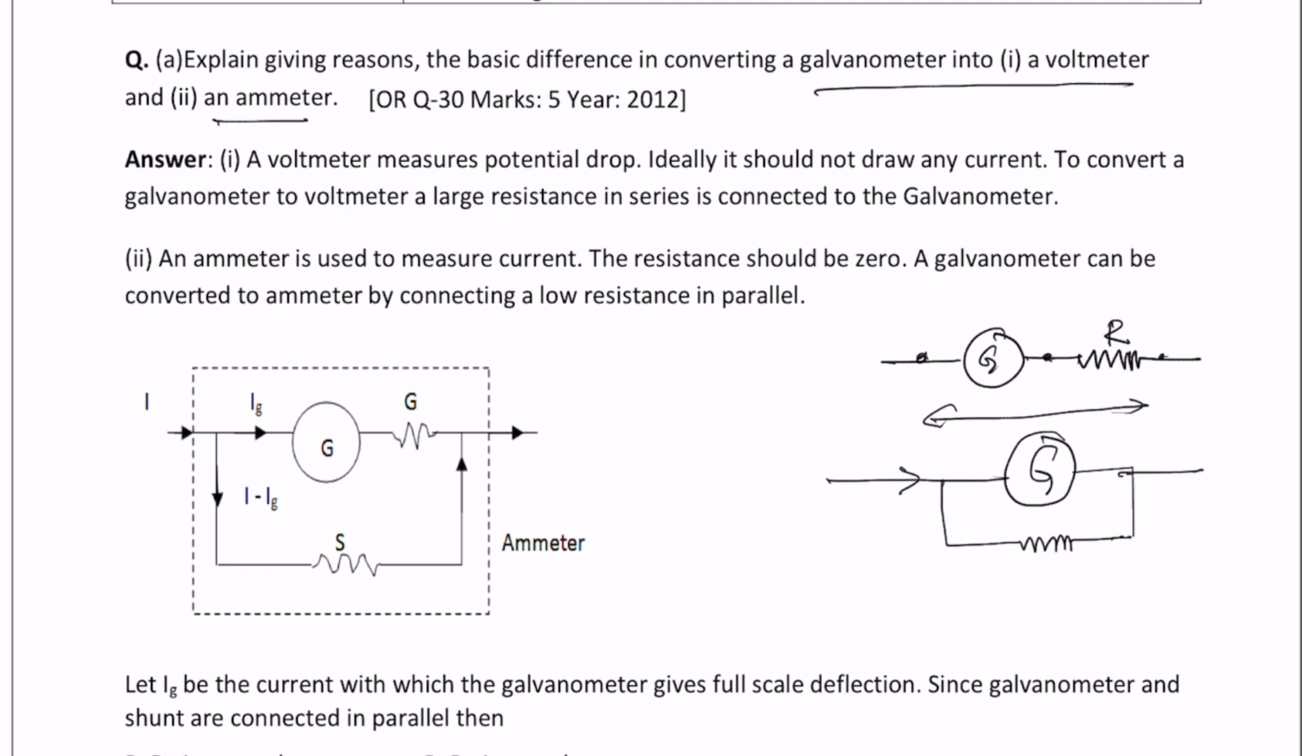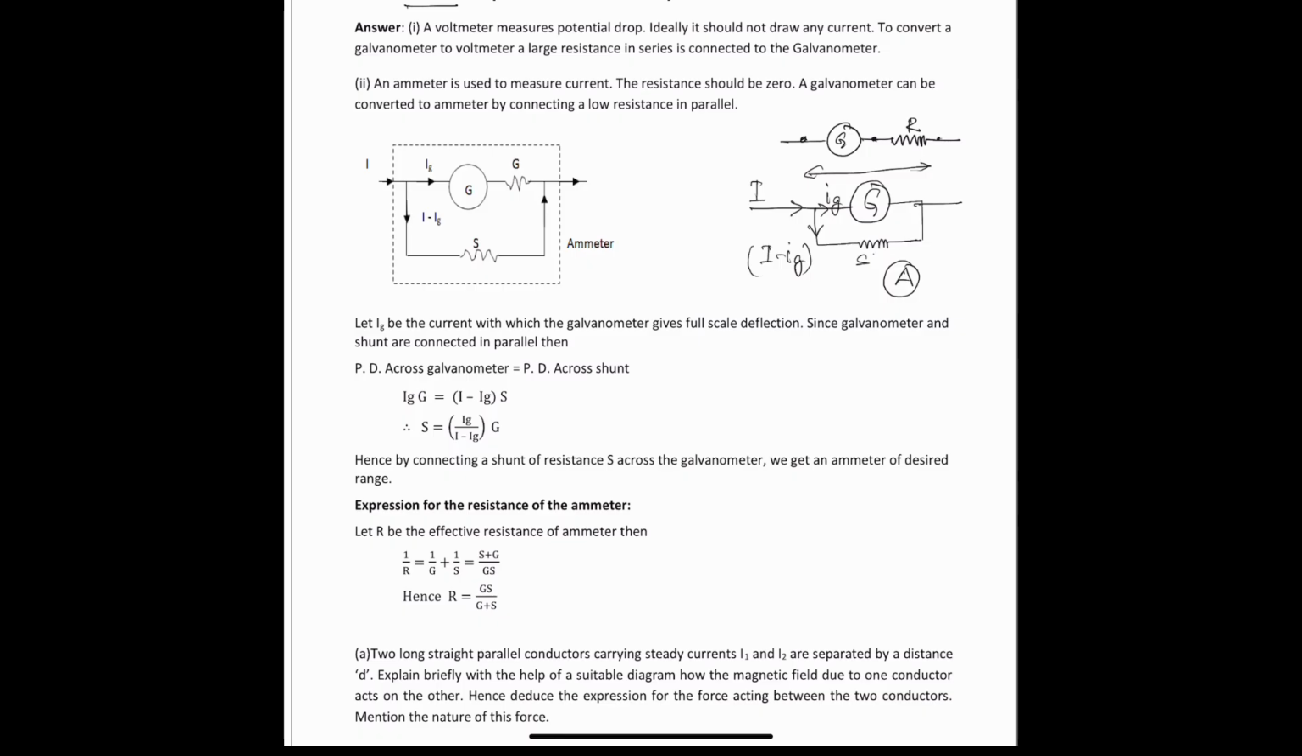So a galvanometer is converted to ammeter when a low resistance is connected in parallel. So main current, only a part of current, will pass through the galvanometer. Remaining current, that is main current minus the current passing through the galvanometer, will pass through this shunt. So a low resistance in parallel converts a galvanometer to ammeter, correct?